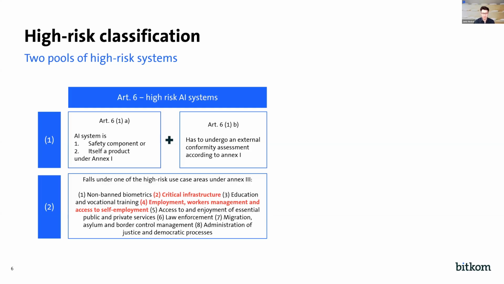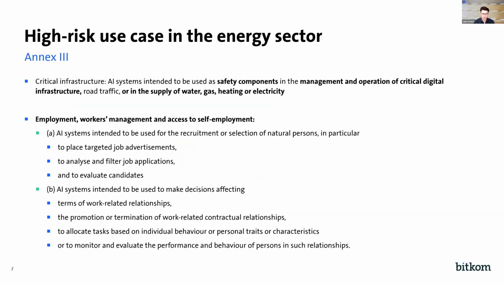All right. With that, I want to go even one layer further and directly look at these use cases in the energy sector that classify as high risk according to the AI Act. So in Annex 3, it says that AI systems intended to be used as safety components, so this very important key term here, in the management and operation of critical digital infrastructure, road traffic, or in the supply of water, gas, heating, or electricity are usually considered high risk.